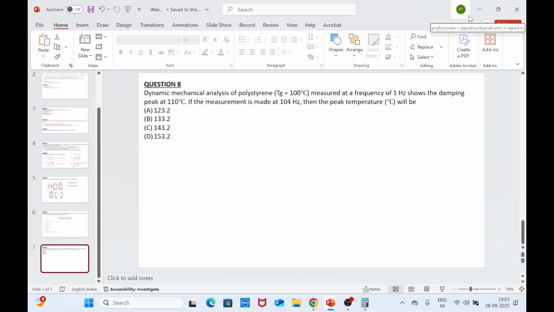Now here it is mentioned that a damping peak is observed at 110 degrees Celsius, measured at 1 hertz of frequency. If the measurement is made at 10^4 hertz, then what will be the peak temperature?